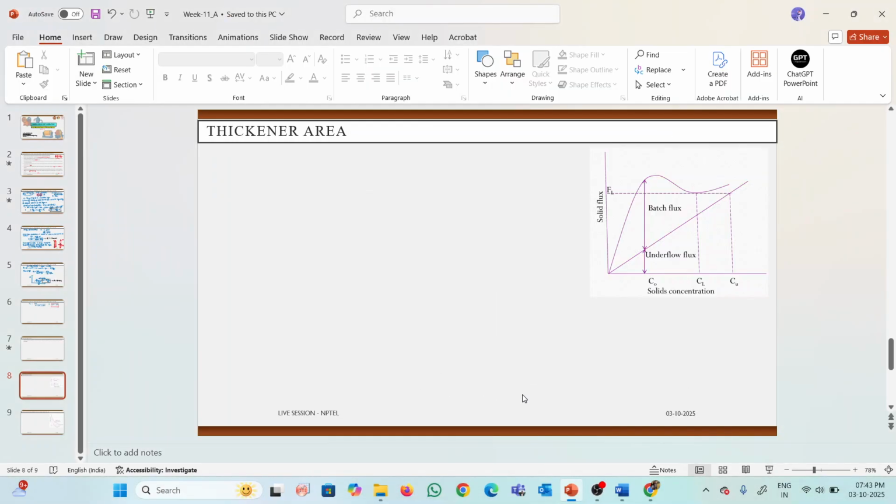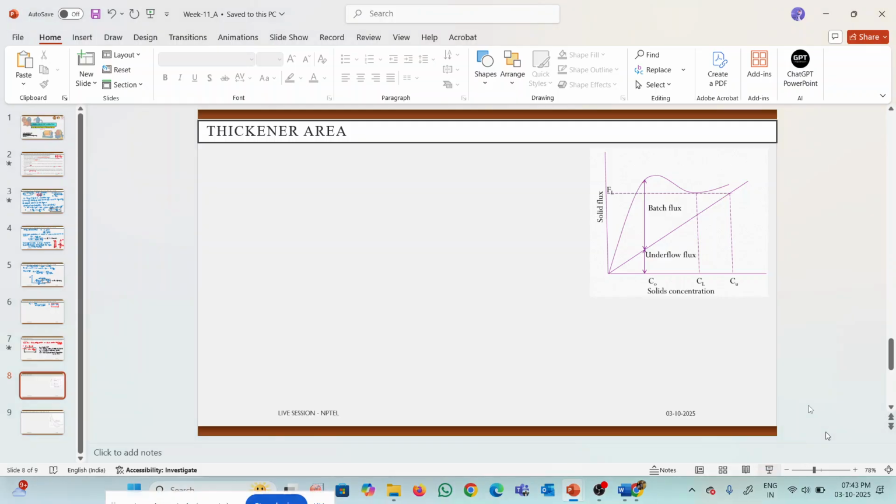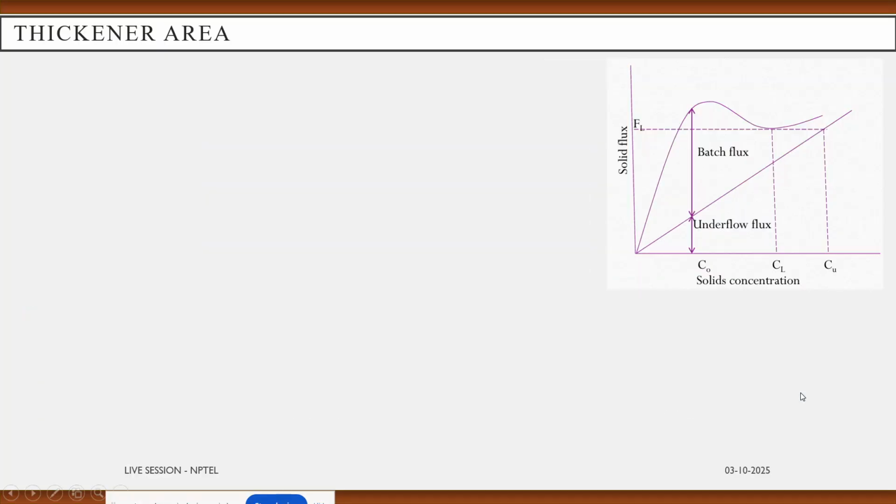If there is any question, then we can discuss in between. These are very basic knowledge and the derivation that we are going through. Now we will learn about this graph, that is the solid flux and solid concentration graph, and how we can utilize this graph for calculating the area.